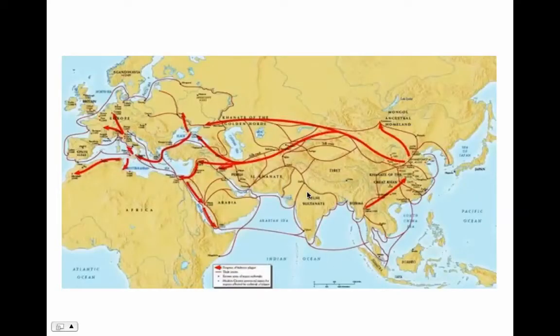And then here I've got a map of the spread of the bubonic plague. Again, you can see it's spreading across the Silk Roads. Okay, so the religions and the diseases are spreading basically following the same pattern, and that's because it was spread through trade. All right, that is all we have for commerce and culture.